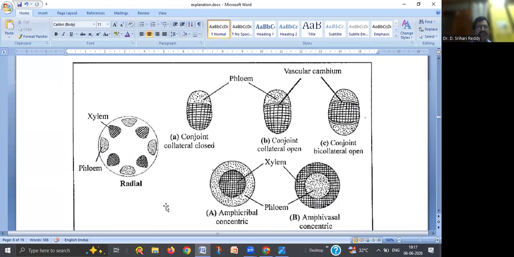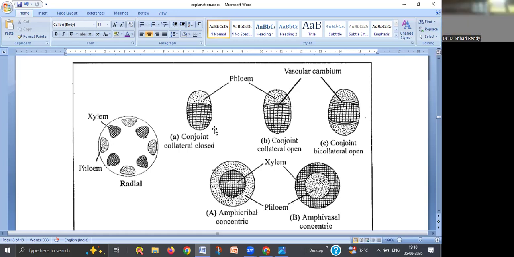Okay, so here you see radial vascular bundle. Usually we observe these radial vascular bundles in the roots, monocot roots and dicot roots. And there are collateral vascular bundles. These two are called collateral vascular. Here in the radial vascular bundles, phloem and xylem are arranged on different radii. Xylem and phloem are arranged alternately, one after one. So that is called radial.